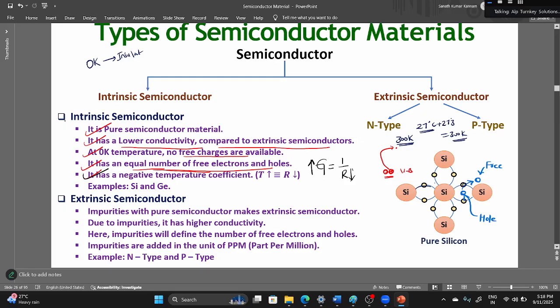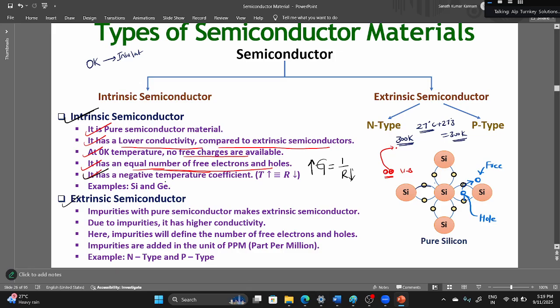Okay. Did you find the points related to intrinsic semiconductor? Yes. Give a response so that I can move forward. Yes, sir.